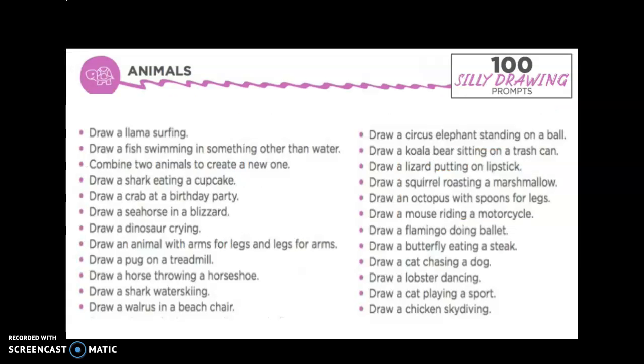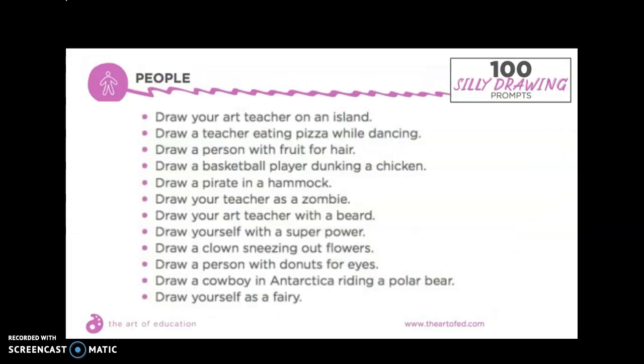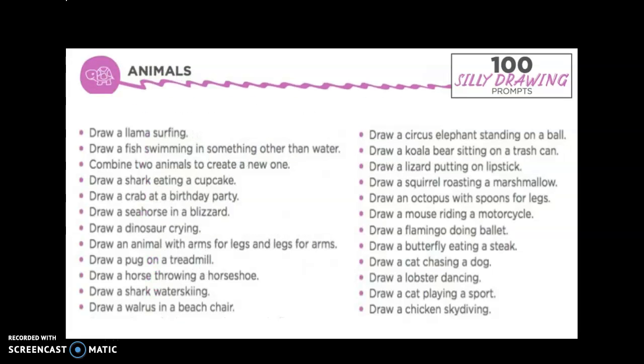So the drawing prompts are here. So you could choose an animal to draw or people. So the first thing you need to do is read the list and pick one. You're going to be completing 10 during our time together. So I'm going to choose draw a crab at a birthday party.